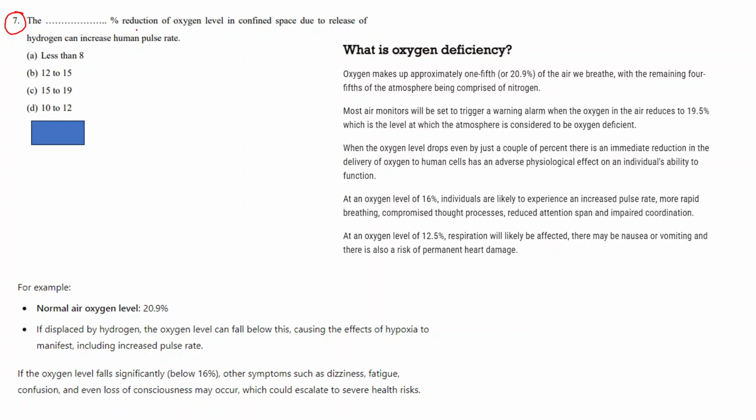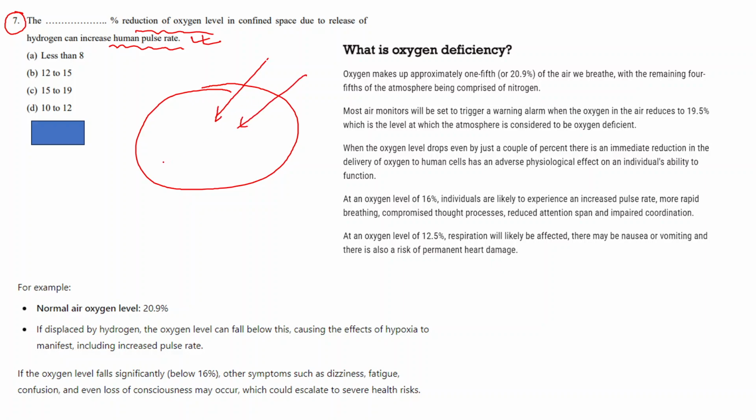The percentage reductions of the oxygen level in the confined space due to release of the hydrogen can increase human pulse rate. This is obvious. Suppose in a confined space, hydrogen is leaking and coming inside the confined space. What will happen? The oxygen will be displaced. Hydrogen is coming, the oxygen is displaced there. O2 will go outside and it will be filled with the hydrogen, and the oxygen percentage will be reduced here.